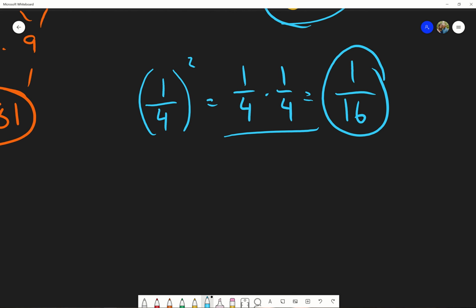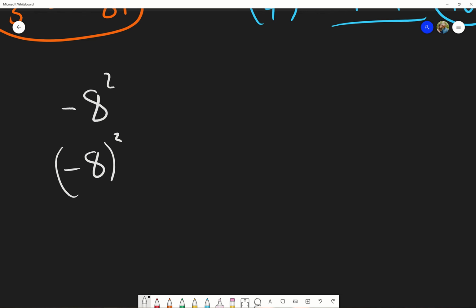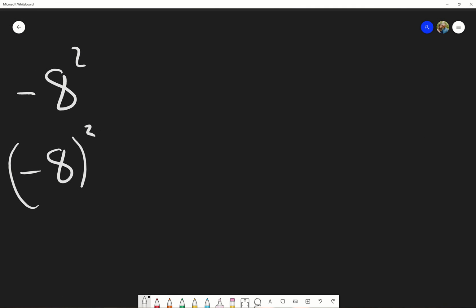All right, now I want to talk about two different types of equations here. So we're going to have negative 8 to the power of 3, and actually we won't do that. We'll do negative 8 squared and negative 8 squared. All right, these look the same. These are two different equations. Okay, and this is going to be one we want to write down in our notes. If you're not taking notes, this would be a really good thing to take notes on.